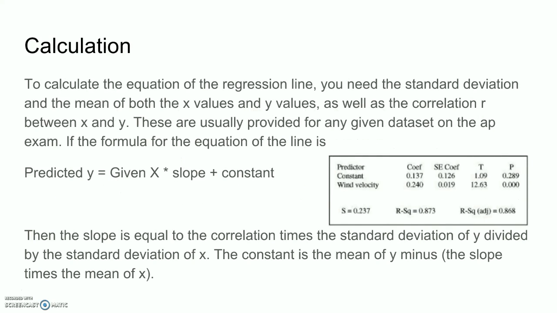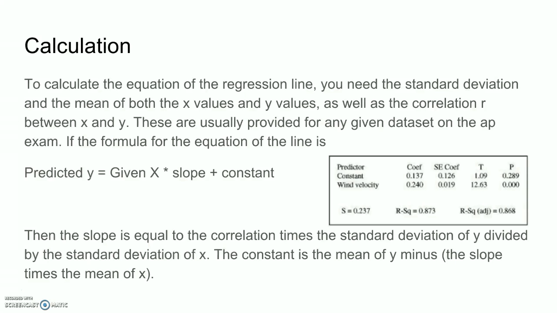To calculate the equation of the regression line, you need the standard deviation and the mean of both the x values and the y values, as well as the correlation R between x and y. These are usually provided for any given dataset on the AP exam. If the formula for the equation of the line is predicted y equals given x times the slope plus the constant, then the slope is equal to the correlation times the standard deviation of y divided by the standard deviation of x, and the constant is the mean of y minus the slope times the mean of x.